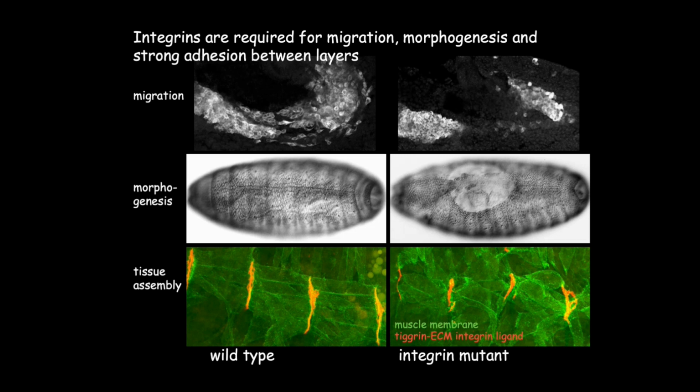And then also for tissue assembly here, and what I've highlighted is the muscles attaching to extracellular matrix at the ends of the muscles. And if that's defective, then once they start contracting, they round up.